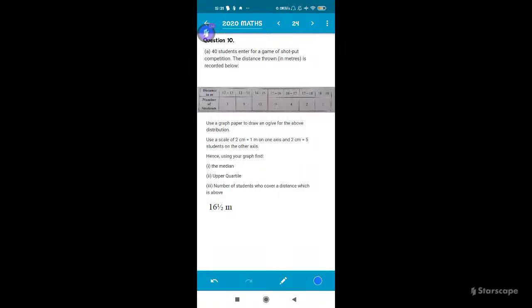Again, we have a graphical question. This is question number 10A. We have to find out the median, the upper quartile, and the number of students with a particular condition. So here we have to make an ogive and then do accordingly.